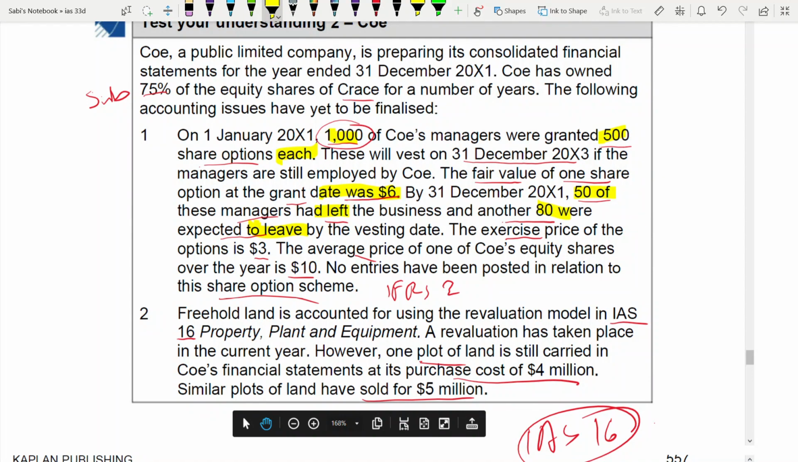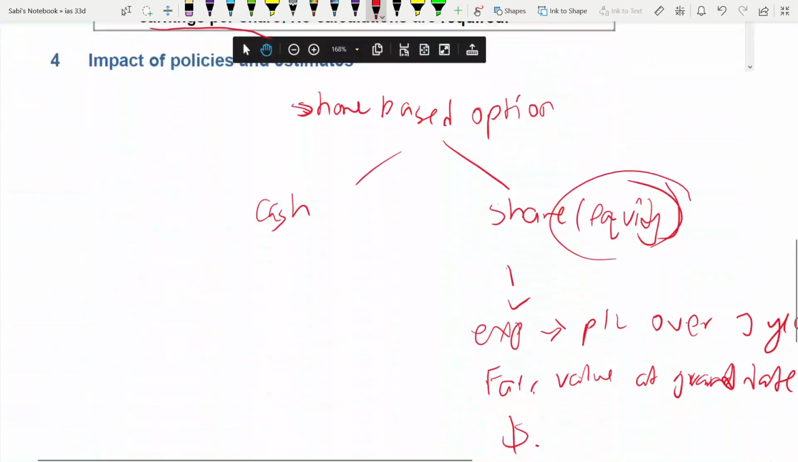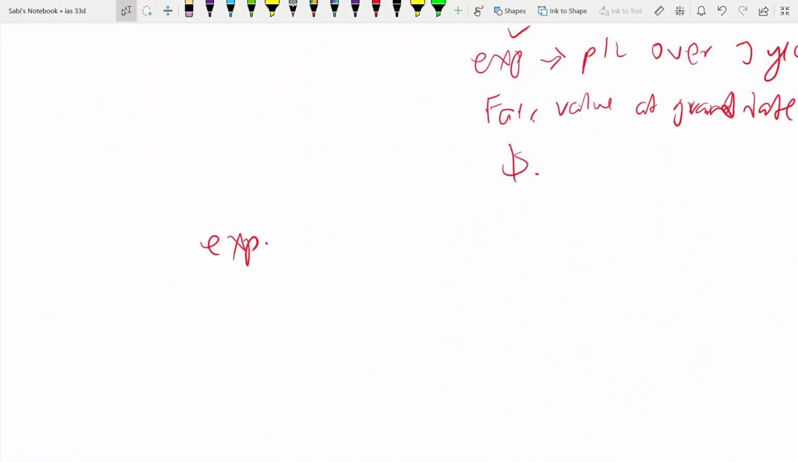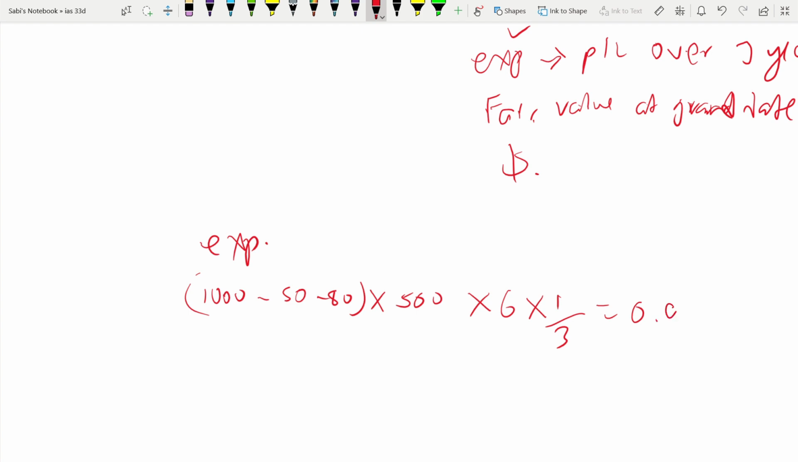Understood? So now let us do it here. When you're taking the expense here, 1,000 employees were there, 50 have already left, 80 are expected to leave before the vesting period. Multiply by 500, because there are 500 share options. These are employees, 1,000 and 50 and 80. Multiply by 6, the fair value, and you need to multiply by 1 over 3. You need to spread it over 3 years. So it will be 0.9 million.